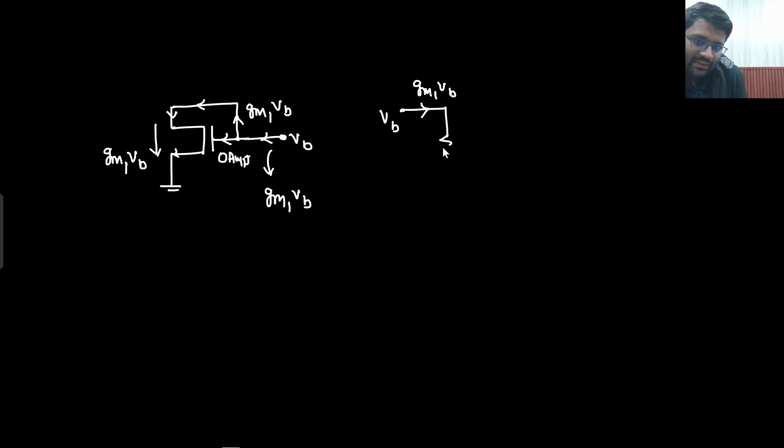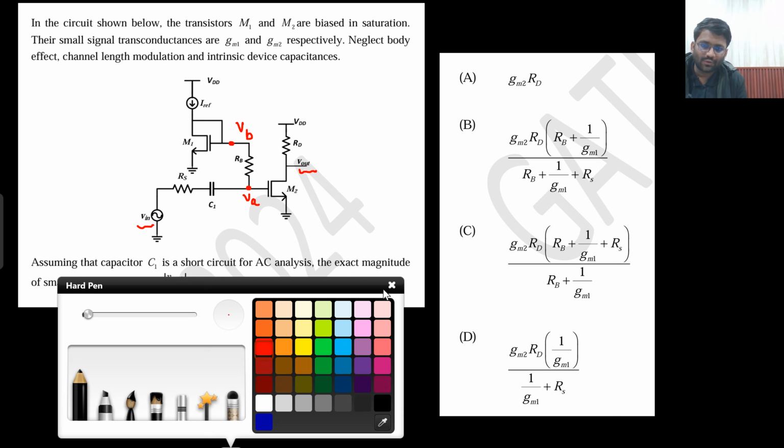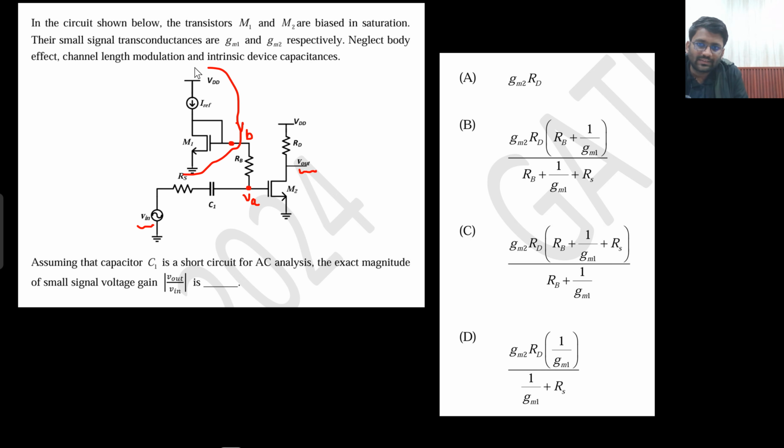So if I need to replace it with some resistance, what will be the value of this resistance? From the VB potential, I am driving GM1 VB current, so the resistance will be 1 by GM1. So this whole circuitry can simply be replaced with 1 by GM1. Is that understandable to you? Yes, sir, surely it is understandable.